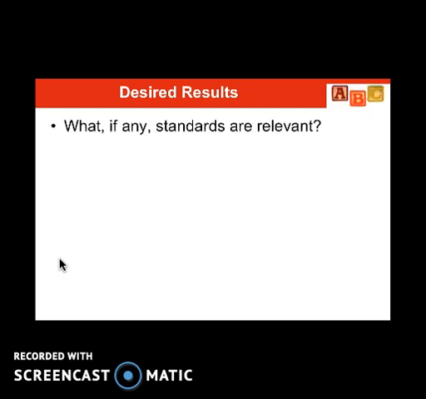All right, so then in the desired results, what, if any, standards are relevant? And there should always be standards that are relevant to what you're teaching. Standards are what drive our instruction, especially here in the state of Iowa. You think about something that's nationwide like the Core. Those sort of standards are things that should be driving what we're doing.